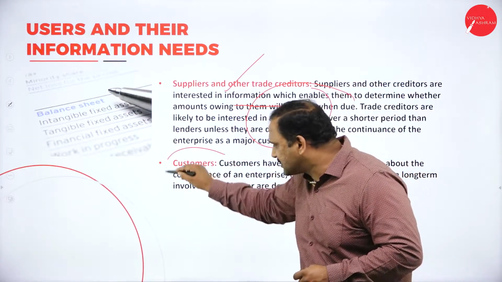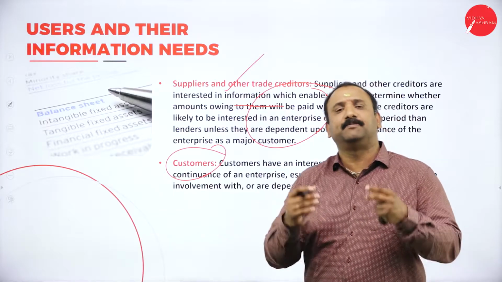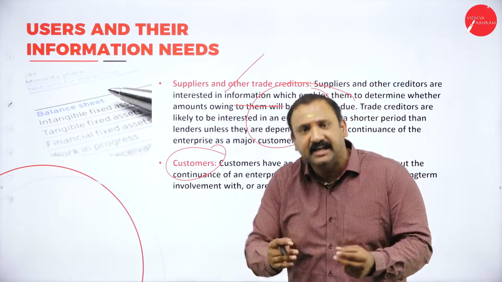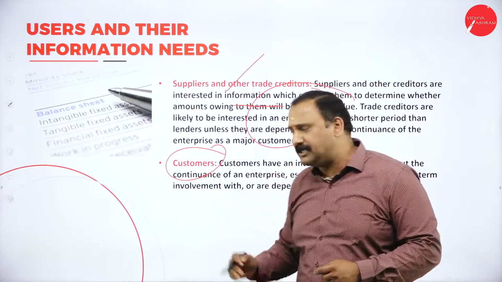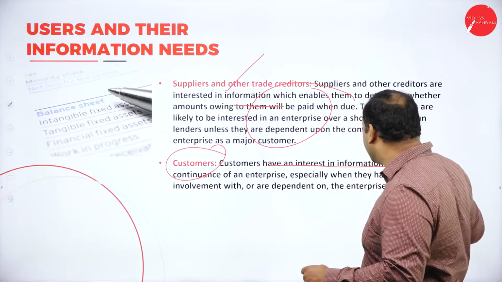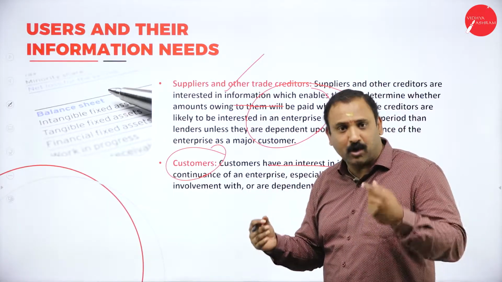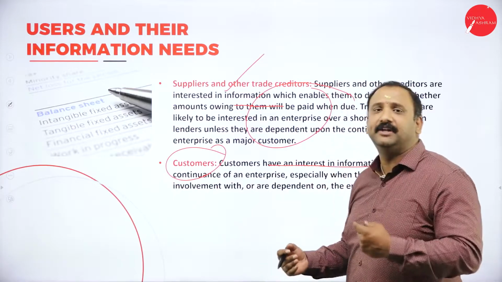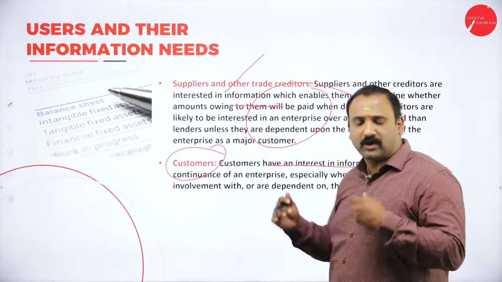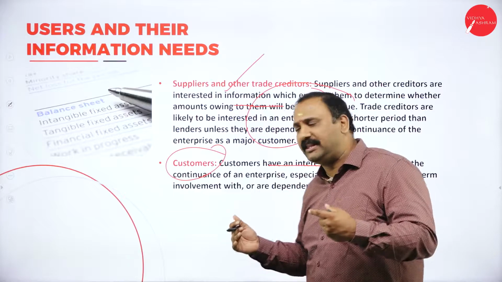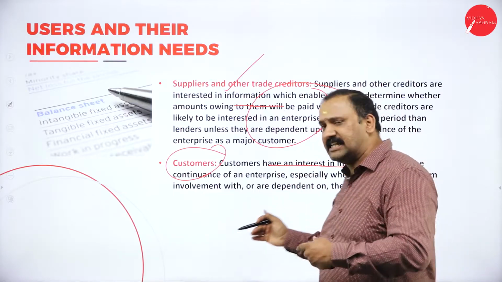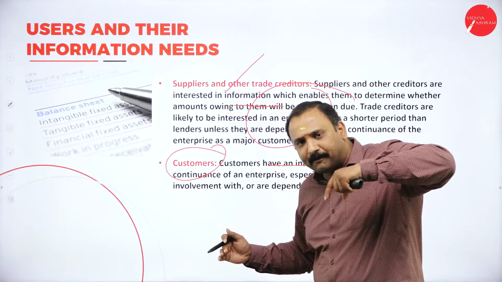Followed by the customers themselves. Who are the customers? The people who are enjoying the end product of the company. So the customers will have an interest in information about continuance. They want to know how far the company will continue, at what rate they will continue, and what involvement is happening with the company. And if you especially see, the long-term involvement matters a lot.